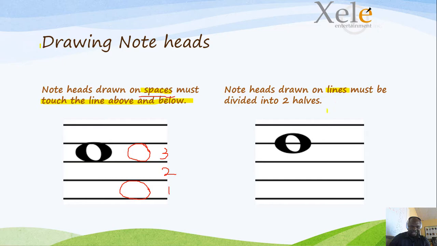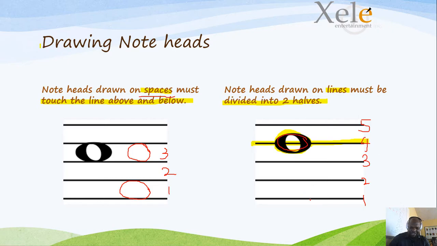Semibreves that are drawn on the lines of a staff must be divided into 2 halves. They must be divided into 2 parts. As you can see, I have a line here, and you can see that note head is divided into 2 equal portions by that line. Again, I hope we remember that we count the lines and spaces from the bottom to the top. So let's count the lines. This will be line 1, this will be 2, this will be 3, this will be 4, and this will be 5. So right here we have a semibreve that is drawn on line 4.